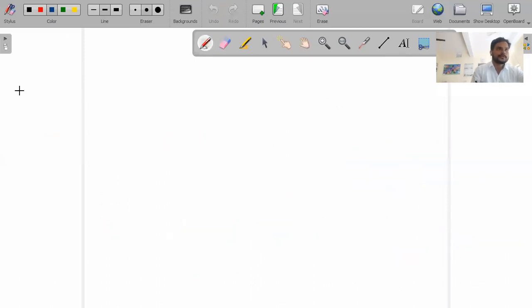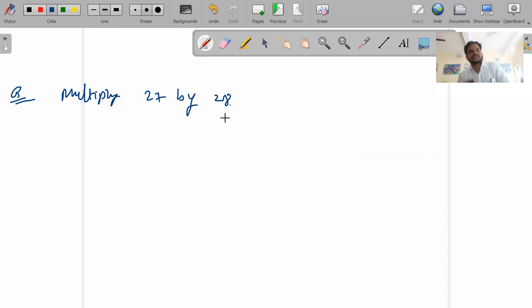Let's have one more example. Question: multiply 27 by 28. I can use 10 as a base, or I can use 30 as a base. The answer is 756. Multiplication is okay, but now we should focus on how to change the base for the multiplication.